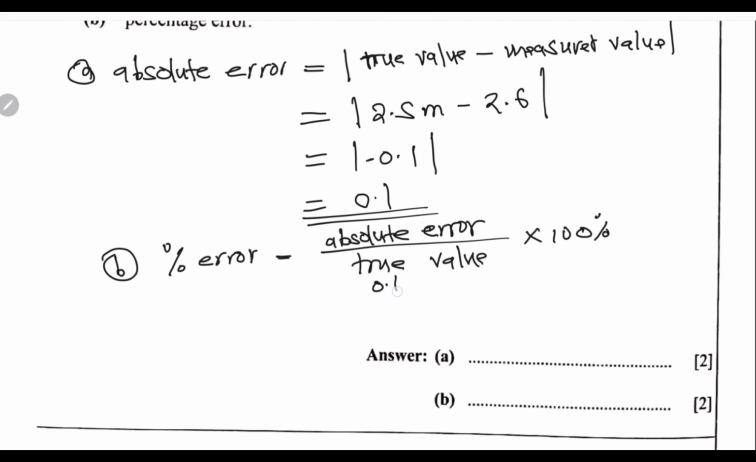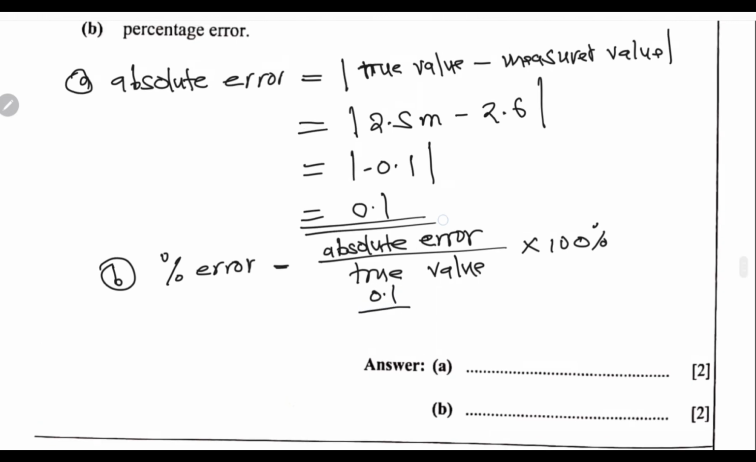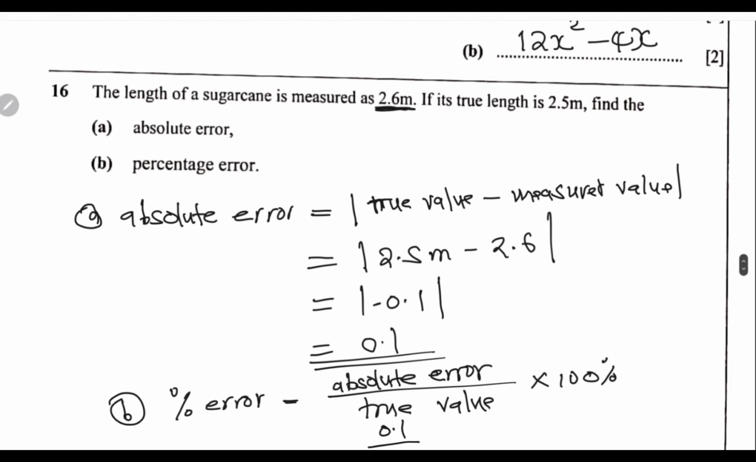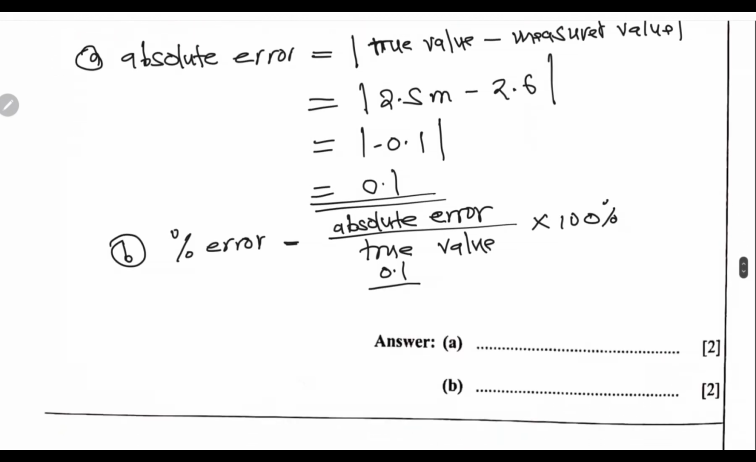So this is going to be 0.1 over, what is the true value? So the true value is 2.5 meters. So this is going to be 2.5, then multiplied by 100. So if you multiply 0.1 by 100, the answer is 10. So we're having 10 over 2.5.